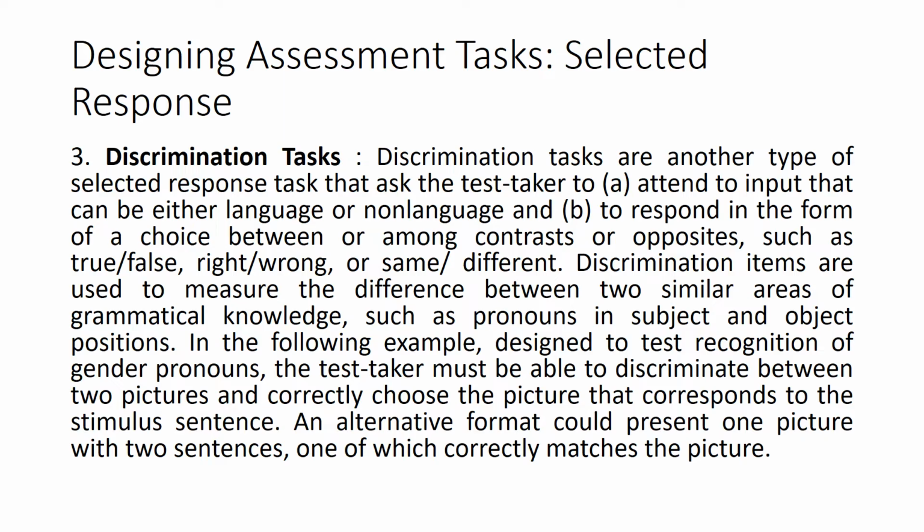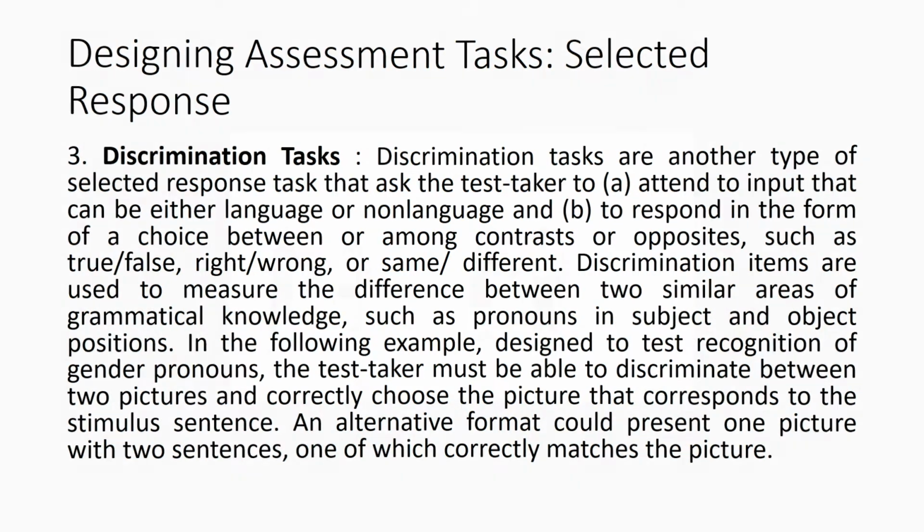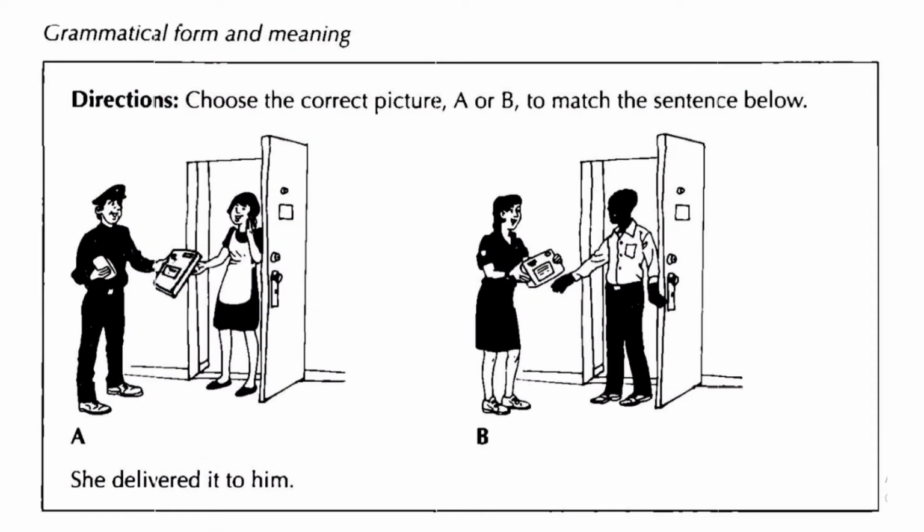Here, these are called what? Discrimination tasks. Discrimination items are used to measure the difference between two similar areas of grammatical knowledge, such as pronouns in subject and object positions. Okay, so I'm going to give you, you see, this is a discrimination task that can be used in a grammar exam.